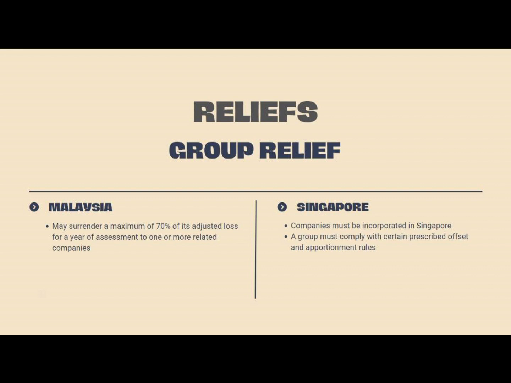However, in Singapore, to qualify for the group relief, a company must be incorporated in Singapore and belong to the same group of companies where, among other things, there must be at least a 75% ownership relation between claimant and transferor, and has the same accounting year end. In addition, a group must comply with certain prescribed offset and apportionment rules.